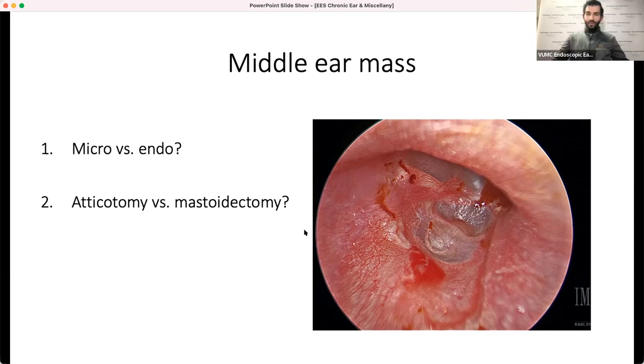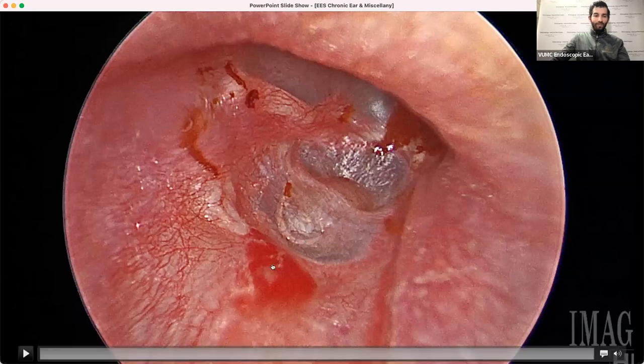Okay, so it sounds like none of you thinks it's unreasonable to start with an endoscope at the very least, but what I'm hearing is that it's a good idea to be prepared to convert to a microscopic technique, perhaps.